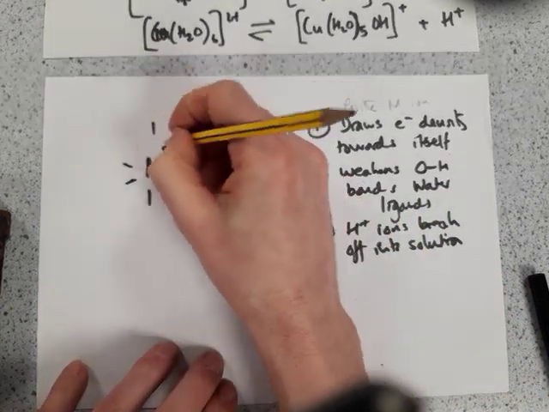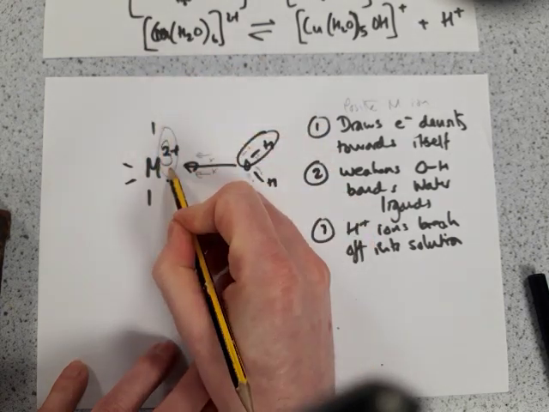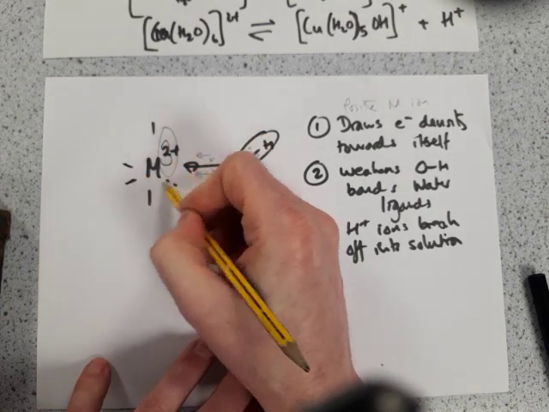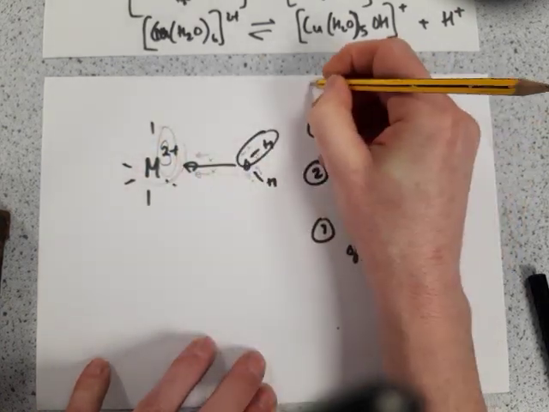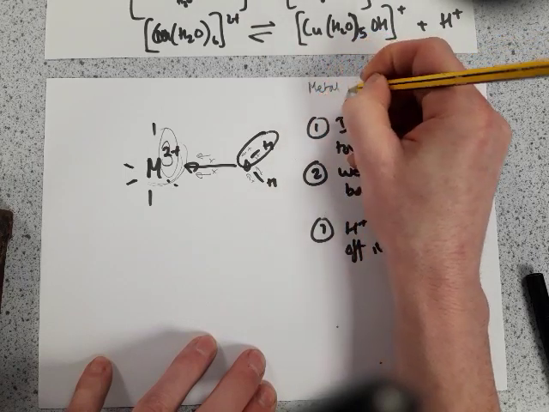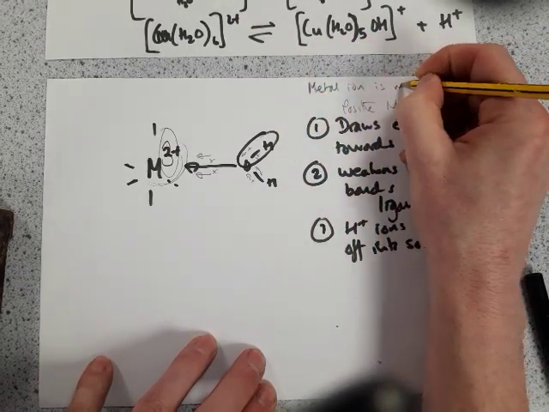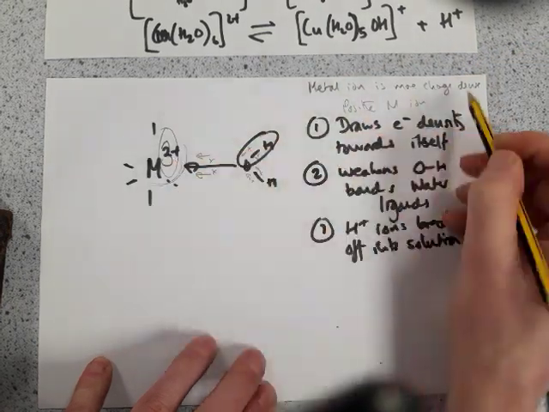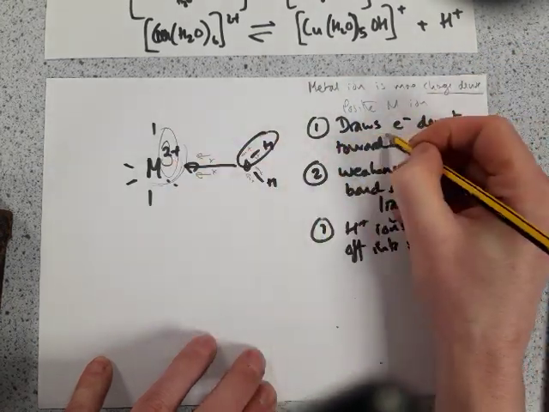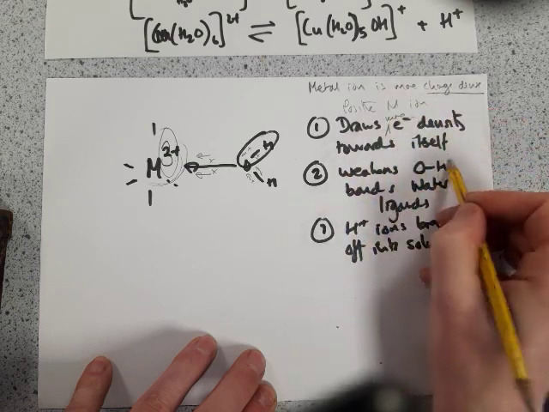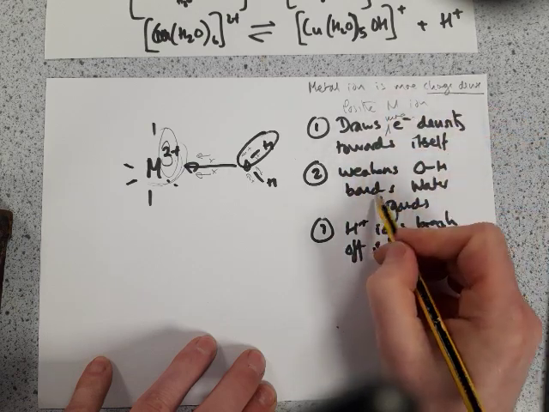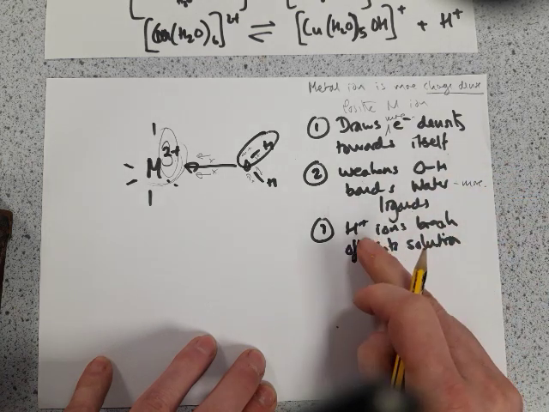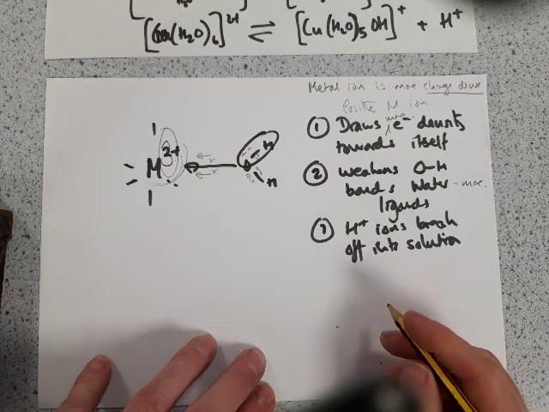You could also be asked why 3+ is more acidic. If you think about it, if this is a 3+, the metal ion is now more charge dense because it's a 3+. If it's more charge dense, it's going to draw more electron density towards itself. It's going to weaken the OH bonds in water more than a 2+, therefore more H+ ions break off into solution.